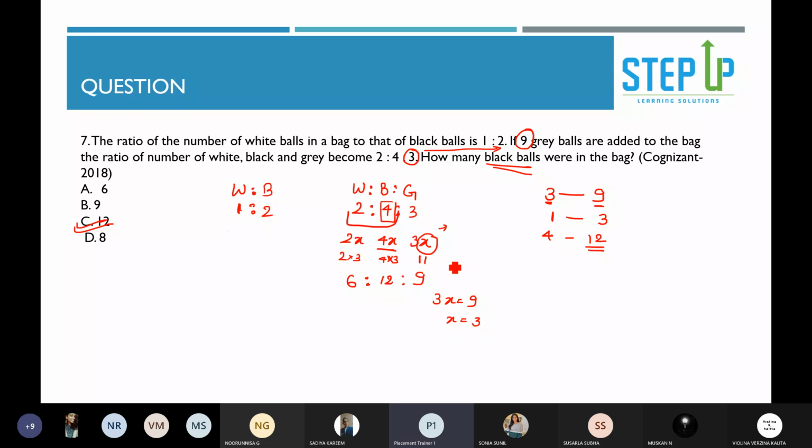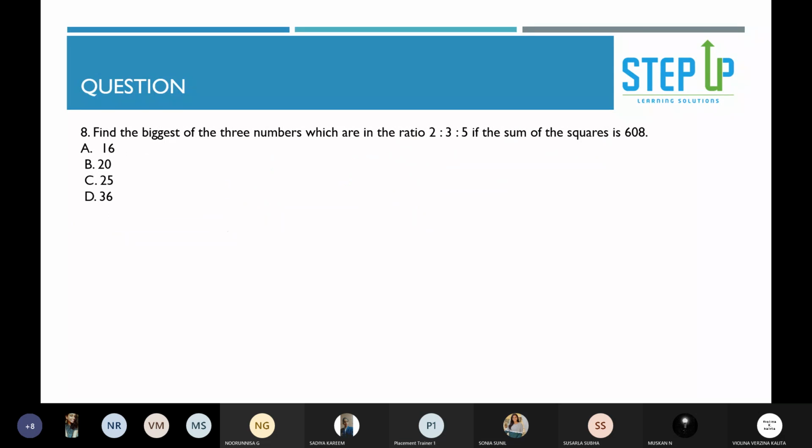Got it? If you don't want to introduce this x, you can always go ahead like 3 parts is equal to 9. Here, 2:4:3 is like in parts. Fair enough? Okay. All right. Fine. Try this one.